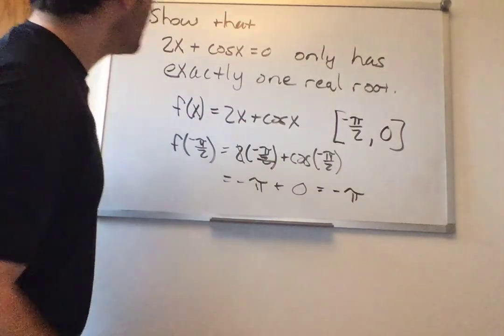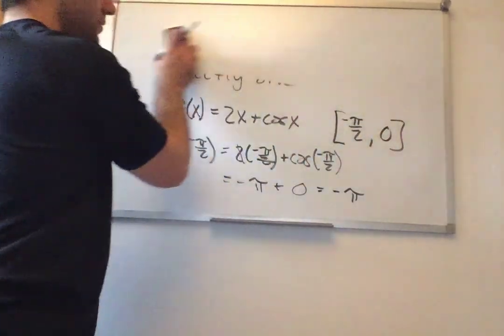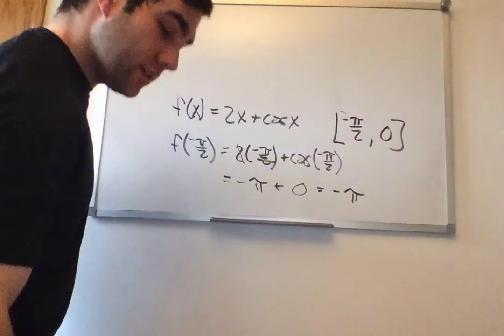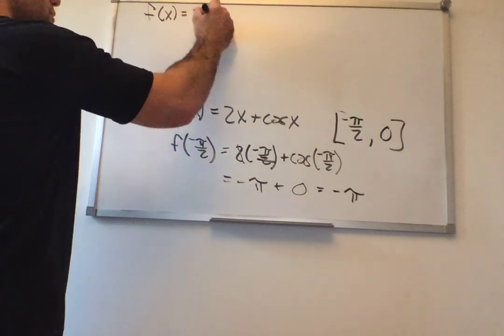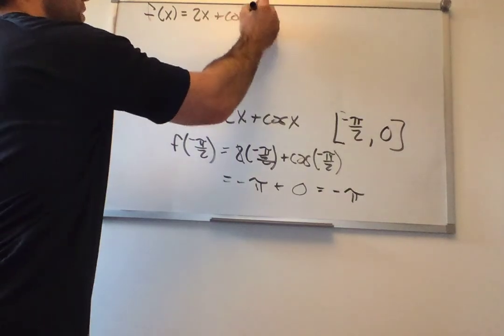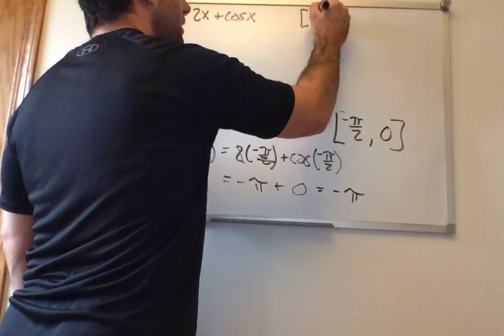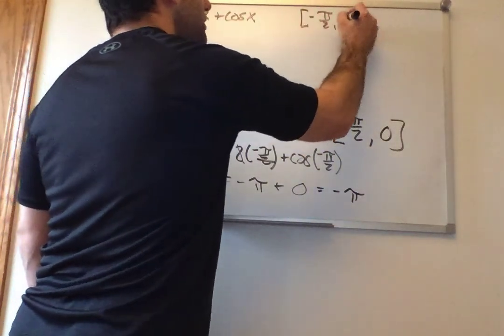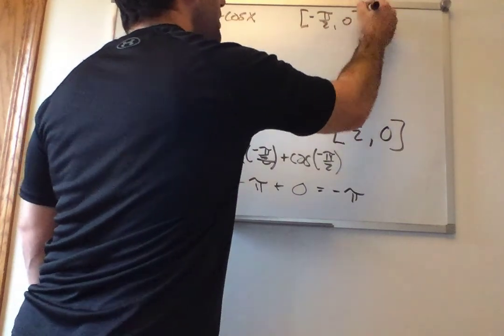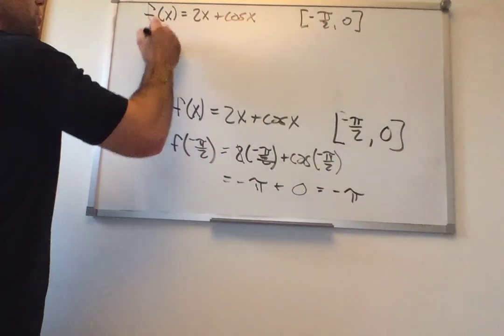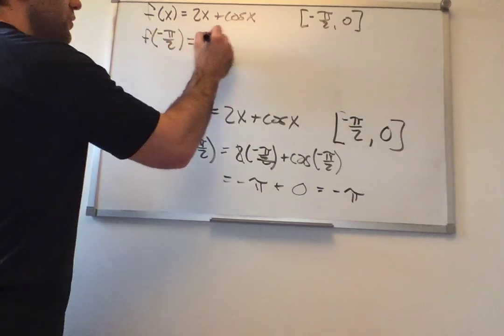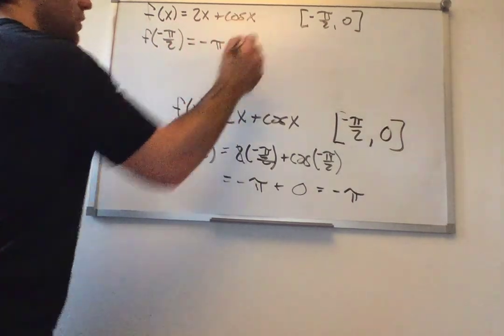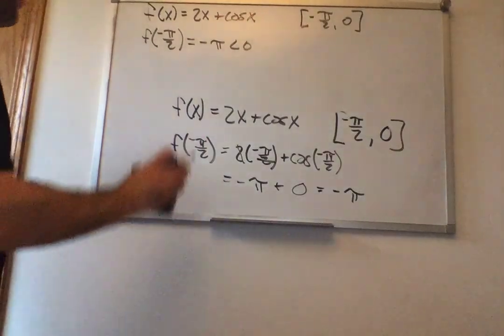Okay? So, let's see. Get rid of this. Let's move our function up here. f of x is equal to 2x plus cosine x. Let's move our interval, negative pi over 2 to 0, bracket. And we just showed f of negative pi over 2 is equal to negative pi, which is less than 0.